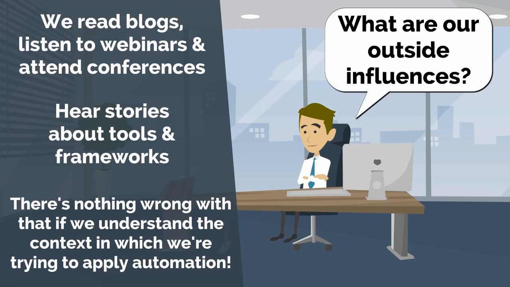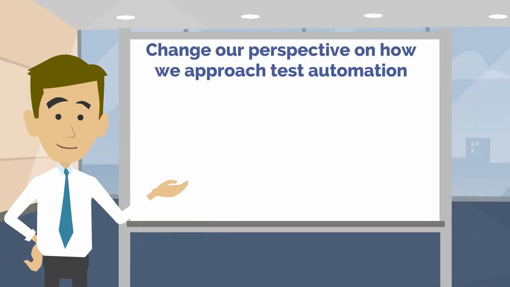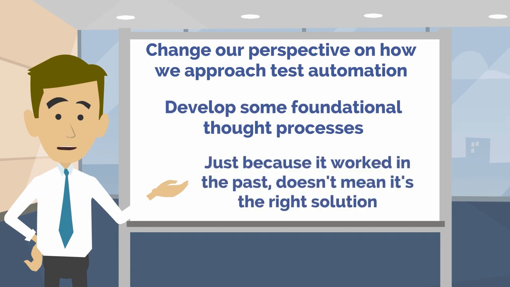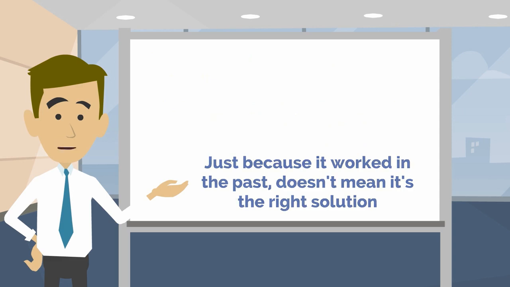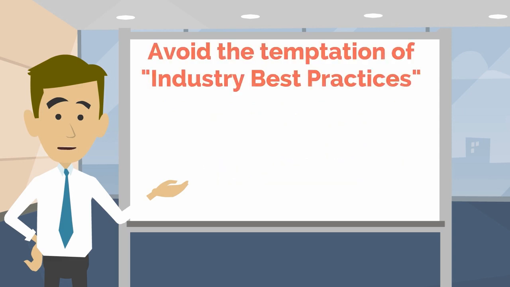Let's talk about how we can start to break out of this narrow-minded way of thinking. The first thing we need to do is change our perspective of how we approach test automation in the first place. And the first step of doing that is to develop some foundational thought processes that promote a more open way of thinking about test automation. The first one is the realization that just because something has worked in the past doesn't necessarily mean it's the right solution for the next problem or opportunity. Should it be considered? Maybe, but we don't know that until we understand the problem we're trying to solve.